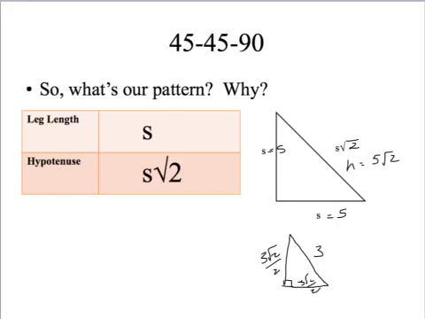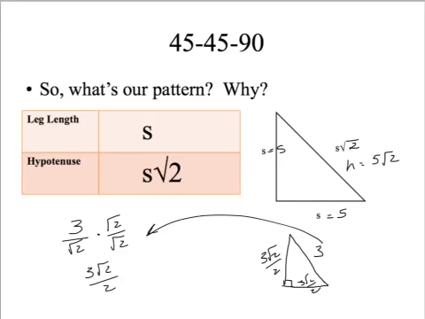And so, how I did this: if I take 3 and divide it by the square root of 2, that means I have to multiply it by square root of 2 over square root of 2, which gives me 3 square root of 2 over 2. So, to go from the leg to the hypotenuse, I multiply by square root of 2. To get from the hypotenuse to the leg, I divide by square root of 2. Okay?